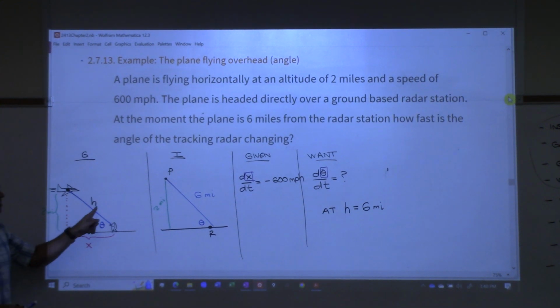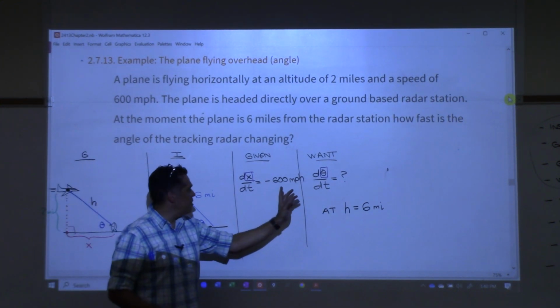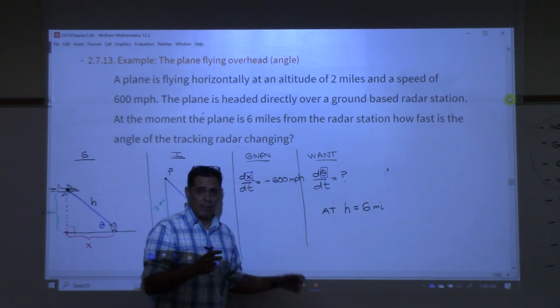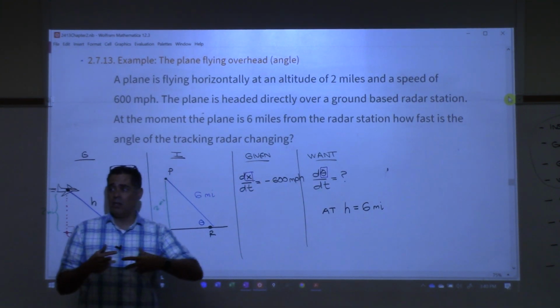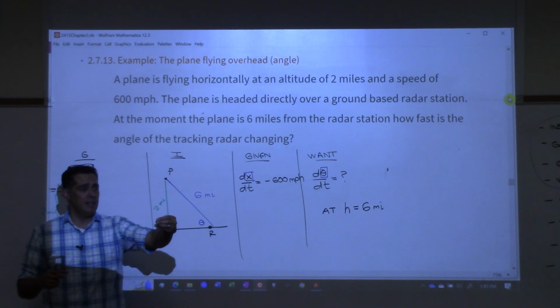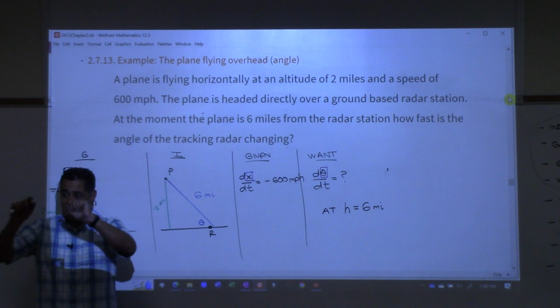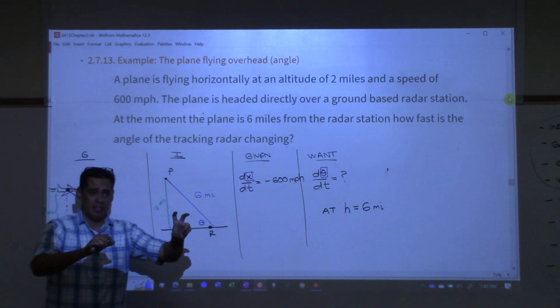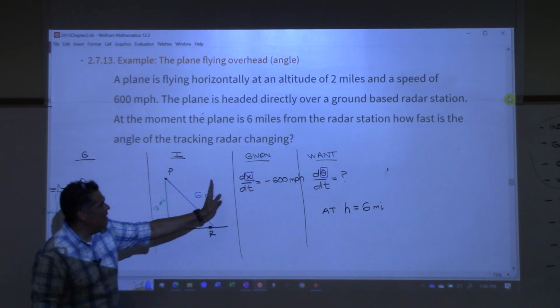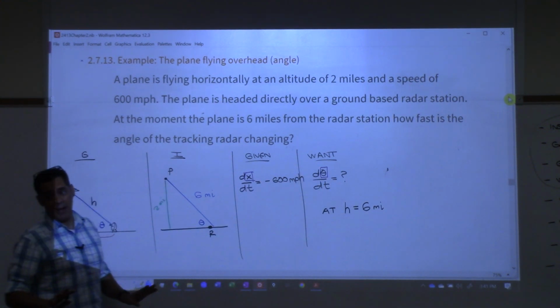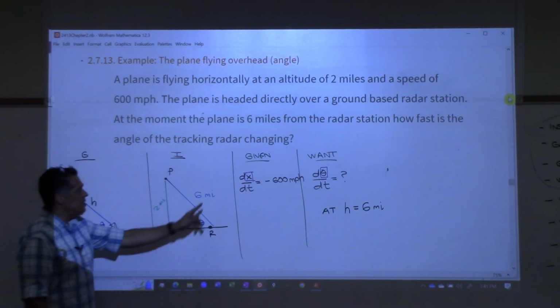The fact that h is here doesn't mean that h needs to be in my equation. In fact, I don't want h in my equation, because if h was in my equation, then wouldn't dh dt come out? Think about that. If h is in my equation, when I take the derivative, wouldn't I get a dh dt? And do I have any information about dh dt? No. So I actually don't want h in there. I just want an x and a theta.